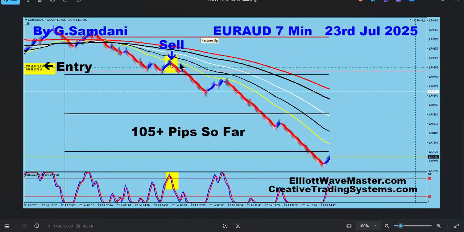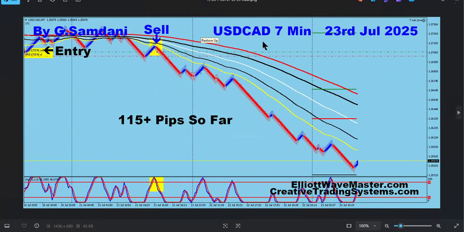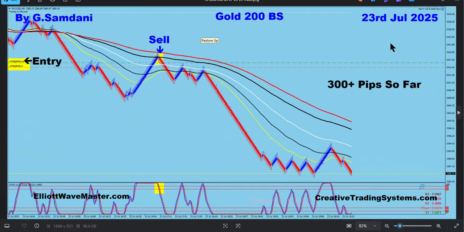So Euro Aussie 7-minute chart, beautiful entry here, 405 pip. This is USD CAD. I hardly trade this pair, but sometimes it gives a very clear entry. So 115 on the 23rd, and then on the 23rd, gold now coming down and 300 pip to the downside.